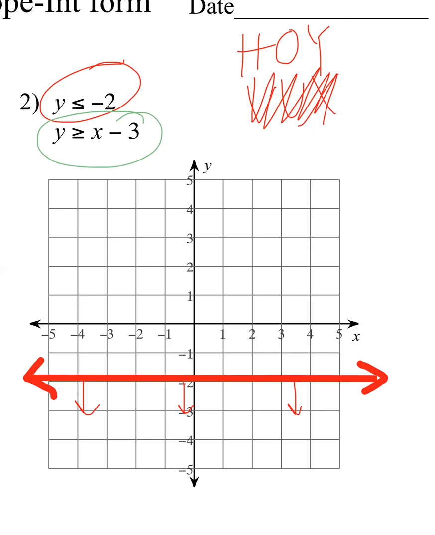Y is greater than or equal to x minus 3. So we're going to start at -3, and then I'm going to go up 1 over 1. Okay, so I'm pretending that the red line's not even there. This one is also going to get connected with a solid line. And I would shade for this one, y is greater than or equal to. So I want to shade above this.